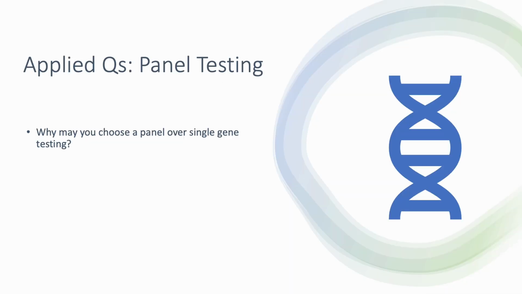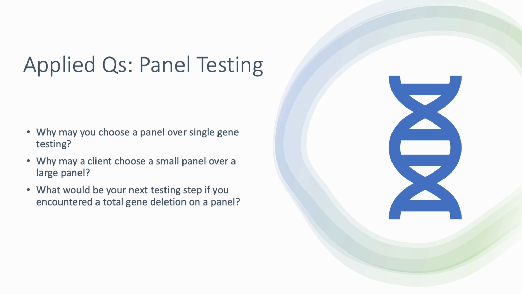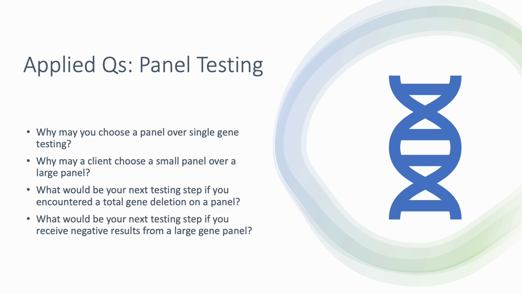Some applied questions I want you to consider when thinking about multi-gene panel testing are, why may you choose a panel over single gene testing? Why may a client choose a small panel over a large panel? What would be your next testing step if you encountered a total gene deletion on a panel? And what would be your next testing step if you received negative results from a large gene panel? Feel free to pause the video here and jot down your thoughts.